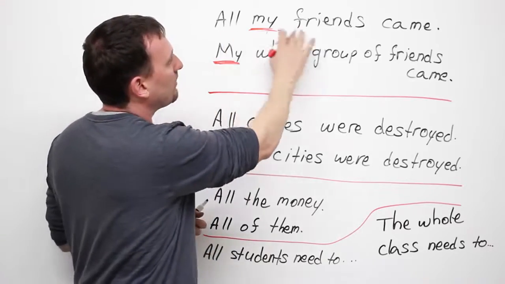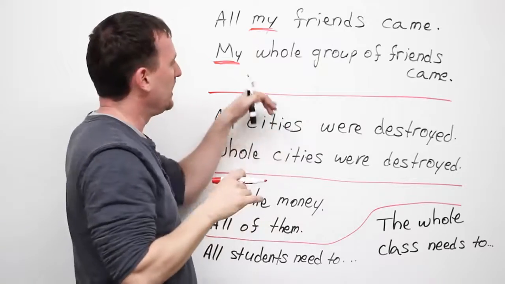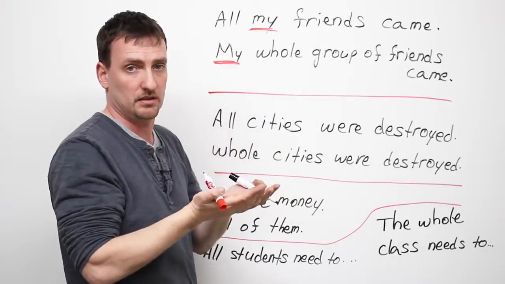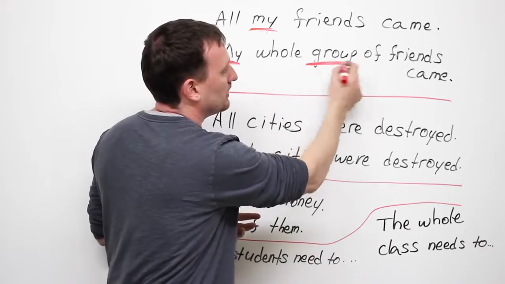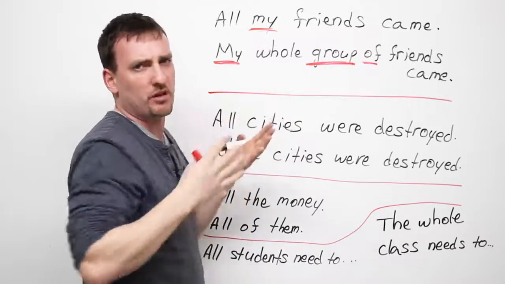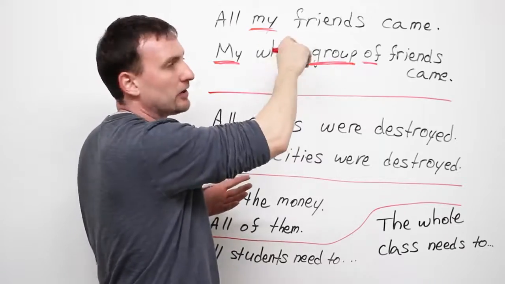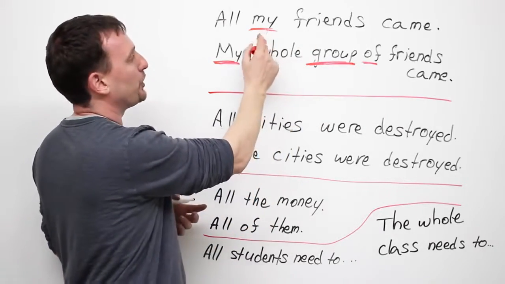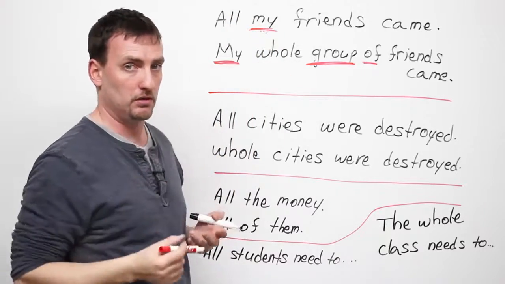So I can say all my friends, all individual friends, right? But remember what I said about whole. Whole means something complete, a complete package of something. So I have group of friends came. The meaning is more or less the same, okay? But here I talk about the group, here I talk about the individuals. Very important to remember, but most important, possessive, after all, before whole, okay?